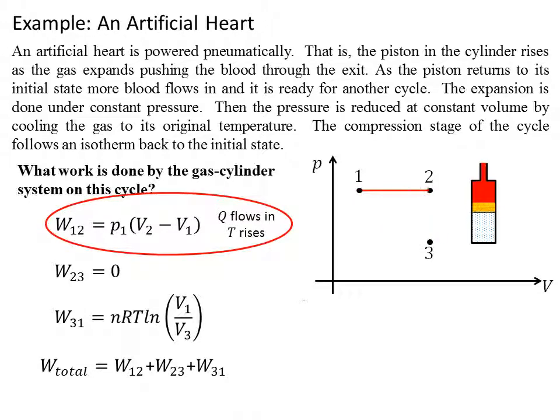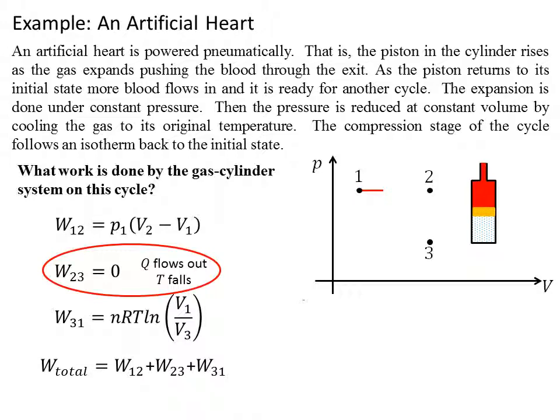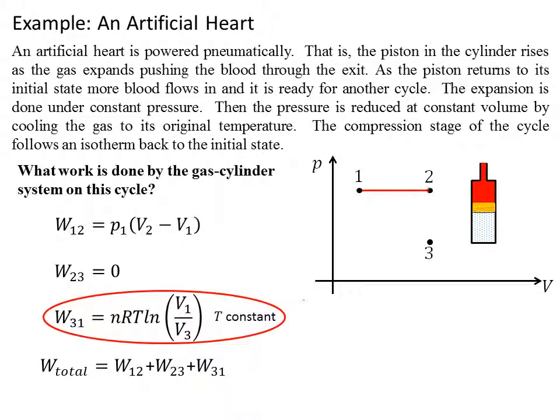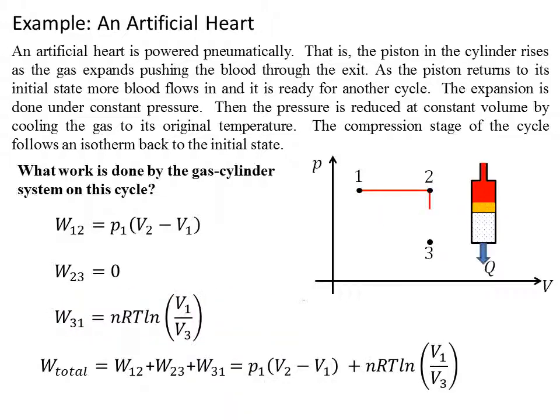If we go back and look for a second at each of the individual parts, we see that in W12, heat flows in and the temperature rises. In W23, heat flows out and the temperature falls. And in W31, the temperature is constant. And if we add these up, the final result is P1 times the difference between V2 and V1 plus N times RT, natural log of V1 over V3. And that's the result.